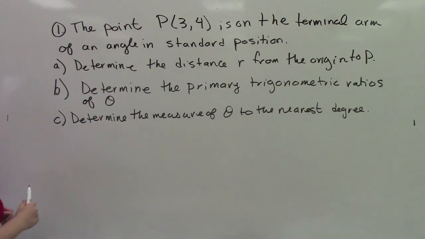Example 1. The point P(3, 4) is on the terminal arm of an angle in standard position. Determine the distance r from the origin to point P. Determine the primary trigonometric ratios of theta, and determine the measure of theta to the nearest degree.